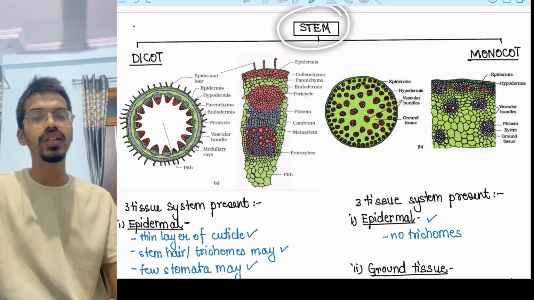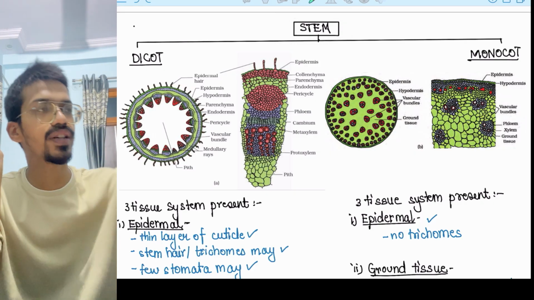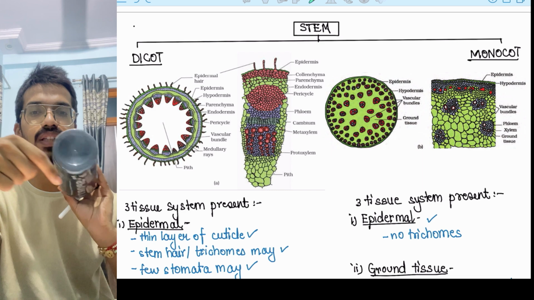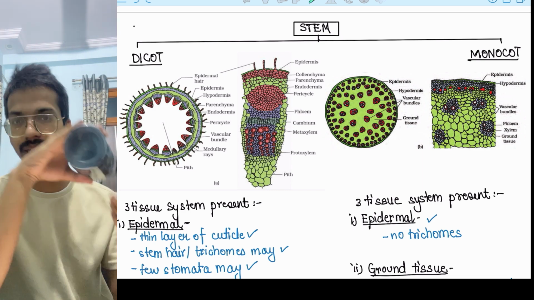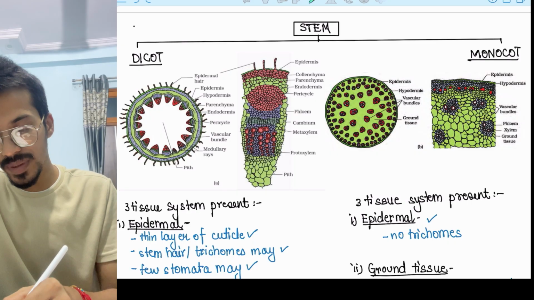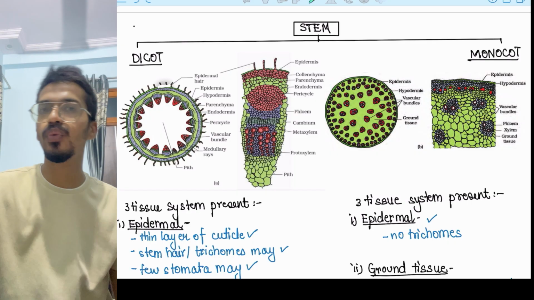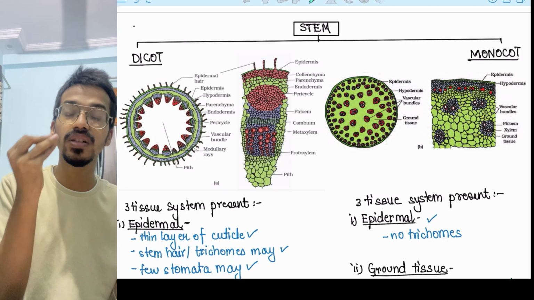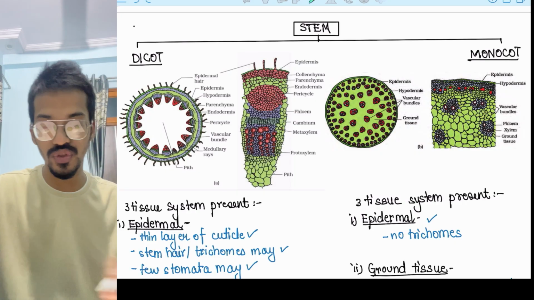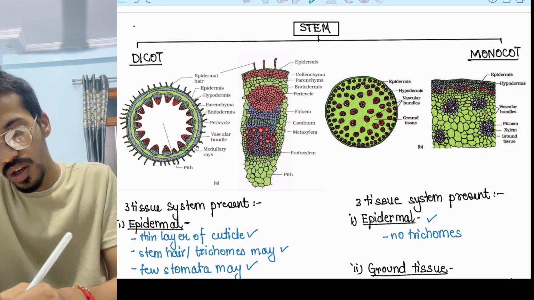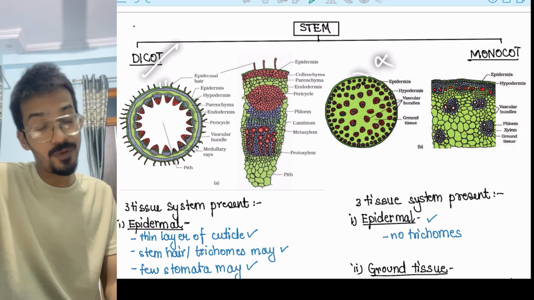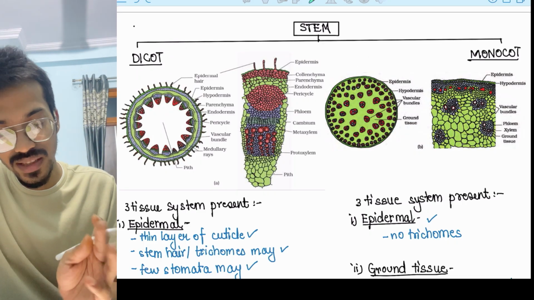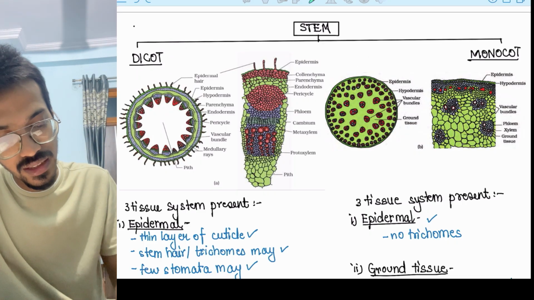Now the stem, you know that this is a stem. If you cut a transverse section, you will see a circular arrangement. The outermost layer would be called epidermis. Here also epidermis will be there. Here there would be the presence of stem hairs called trichomes, which are seen over here. In dicots there will be trichomes present, but in monocots no such trichomes are present. First difference.